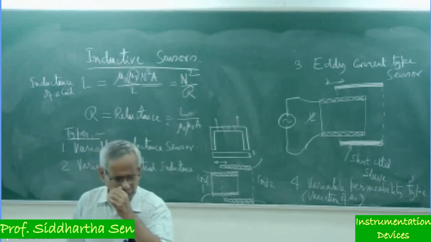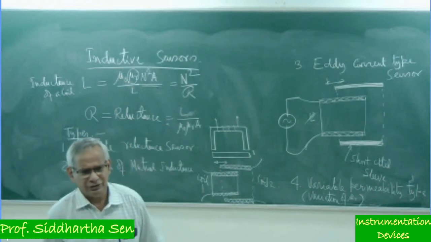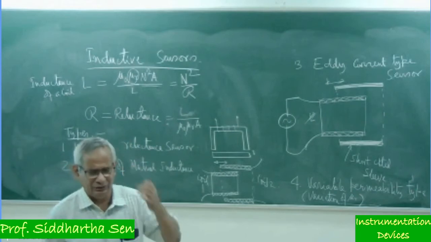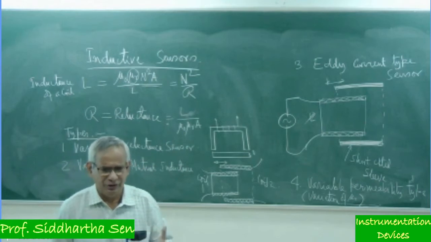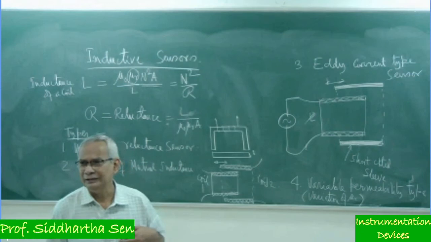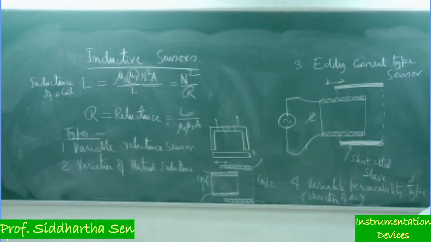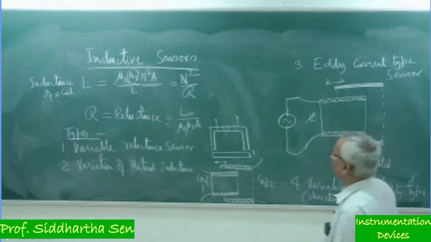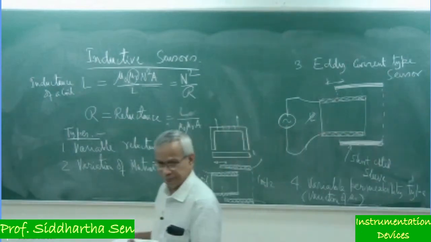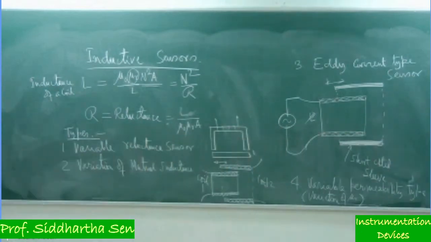These are the few problems, but inductive type sensors, though a little bit heavy sometimes, are often very popular and reliable and rugged. So I will just start with the variable reluctance type. With the variable reluctance type transducers, which we have described.